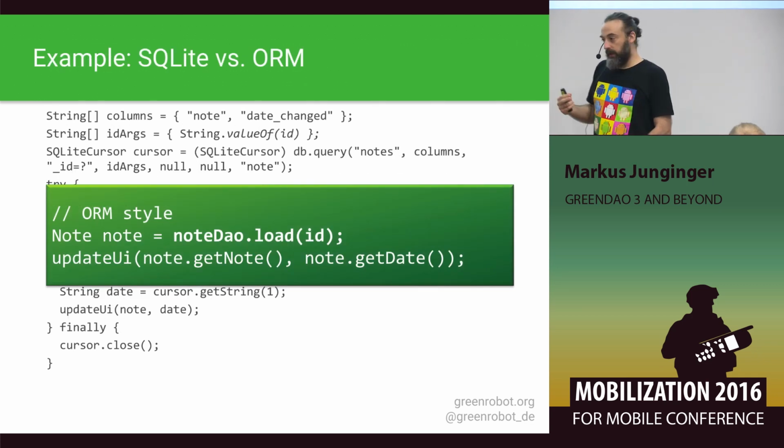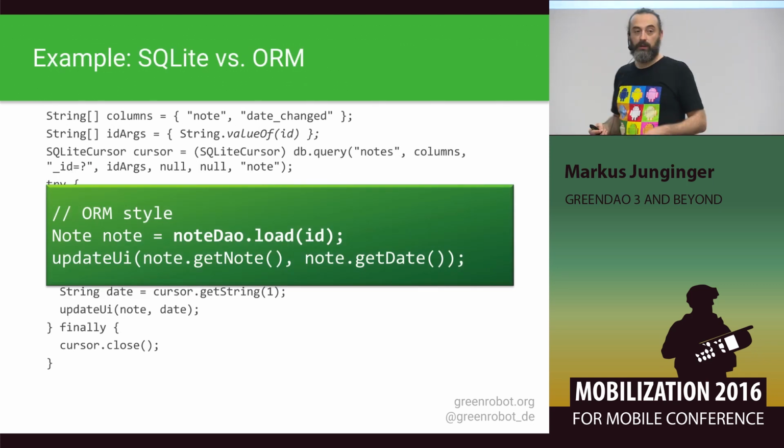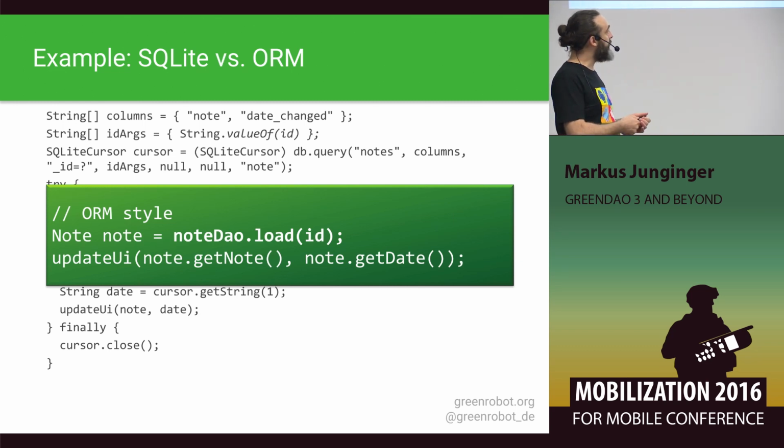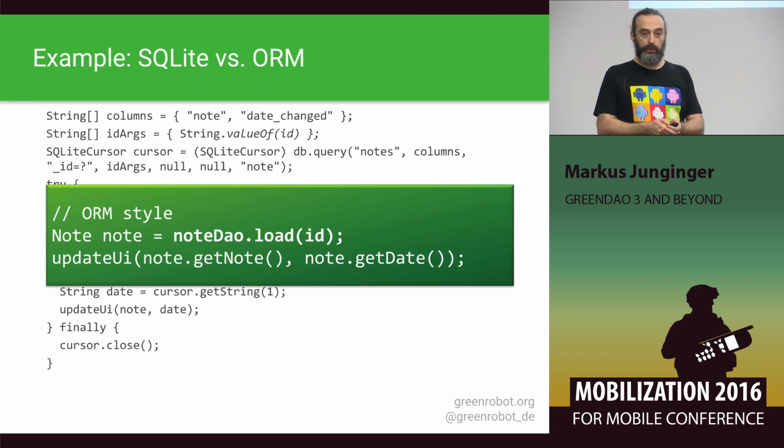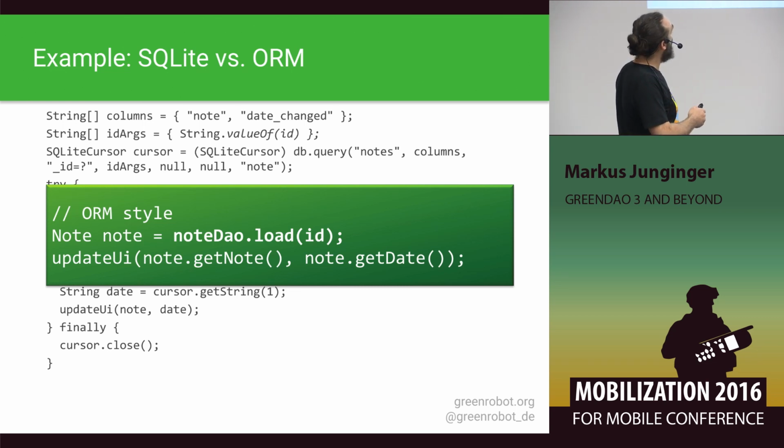And this is a typical code fragment, how you get your data to SQLite. So you have some cursor somewhere, and you have to iterate through it and get some stuff and so on. The same thing with an ORM like greenDAO looks like this. This is way shorter, right?